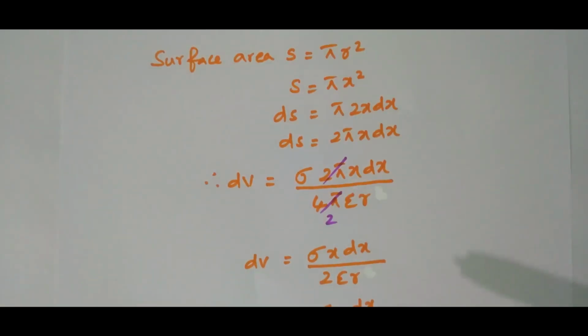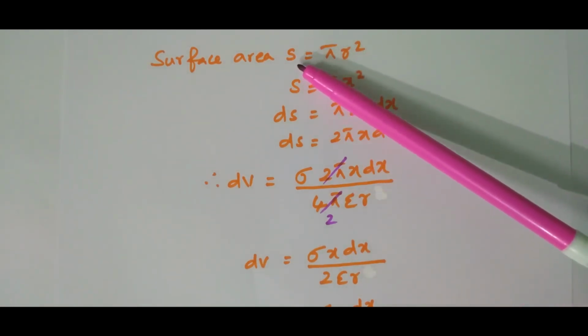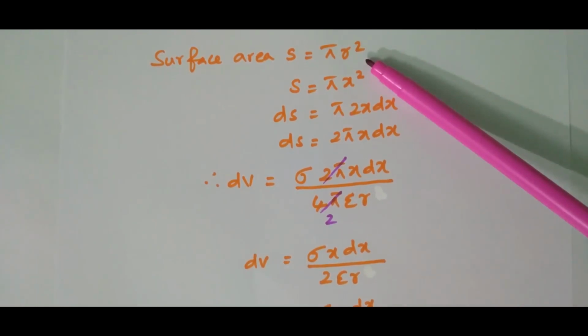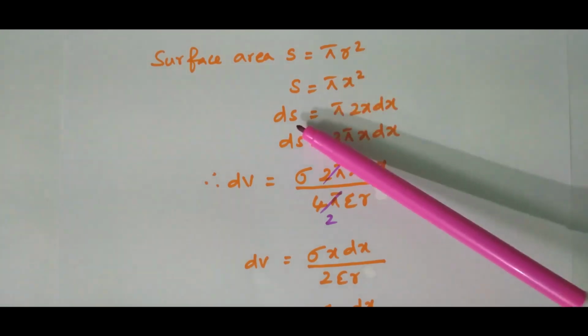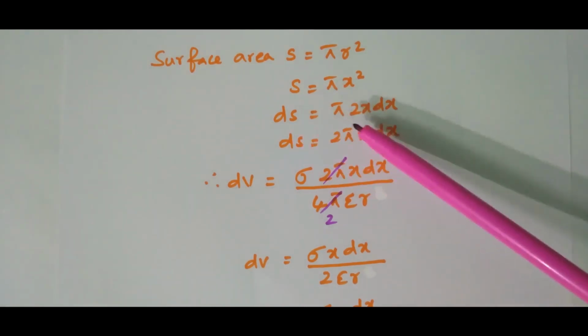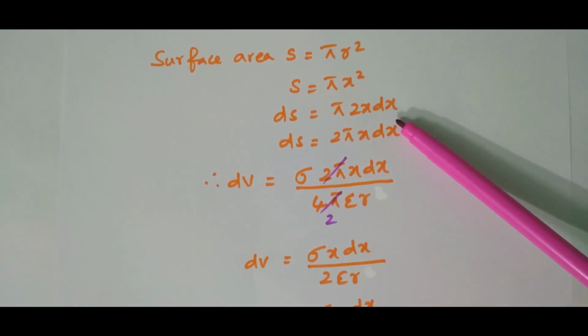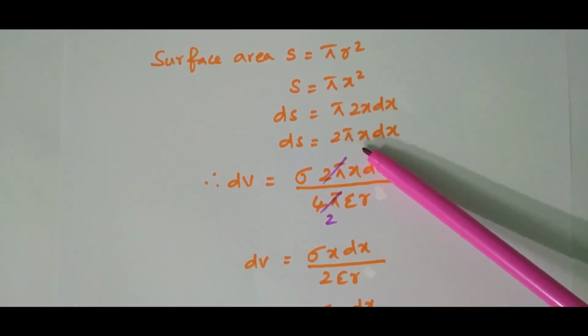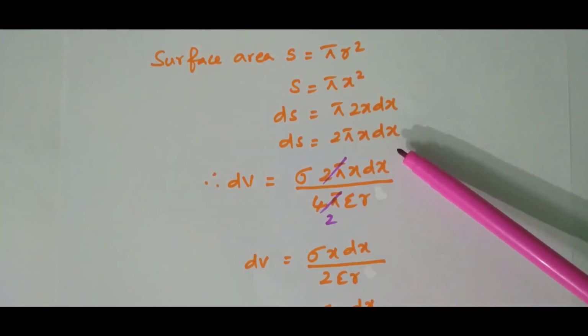Now we'll see the surface area. Surface area is pi r square. Now we have x, so it is pi x square, the surface area of the ring or disk. Differentiating on both sides, ds equal to pi, the differentiation of x square is 2x dx. So it can be written as 2 pi x dx. ds is nothing but 2 pi x dx.